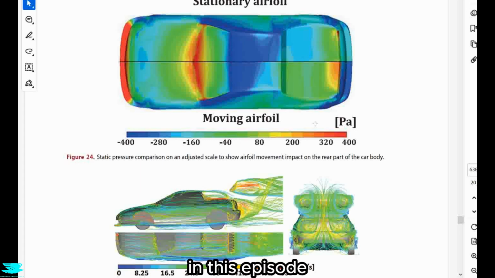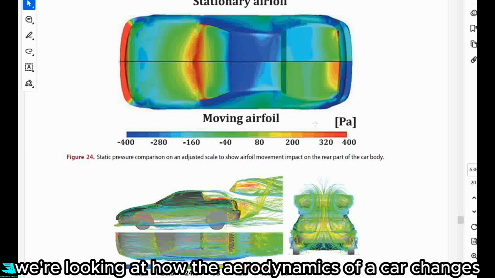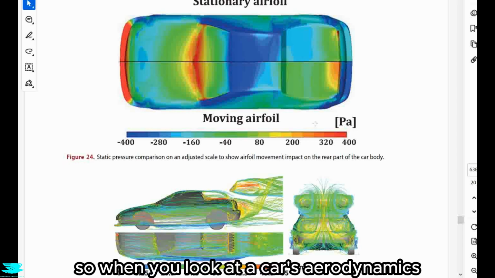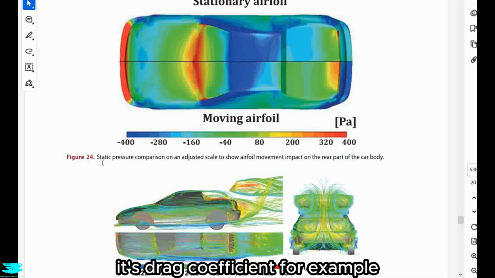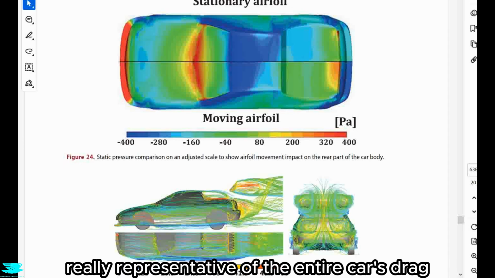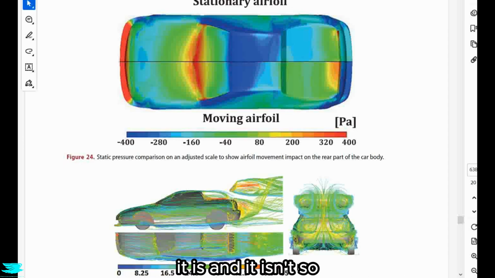In this episode, we're looking at how the aerodynamics of a car changes when you brake, and the results are really cool. So, when you look at a car's aerodynamics, a drag coefficient, for example, you really just get one number, but that number isn't really representative of the entire car's drag. It is and it isn't.